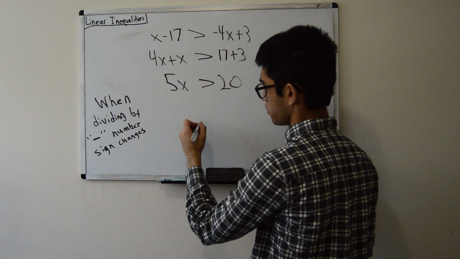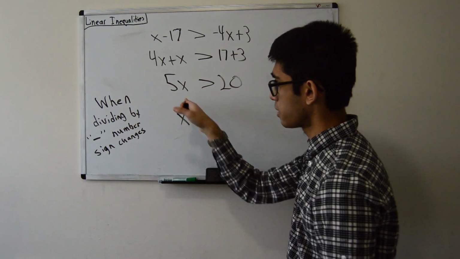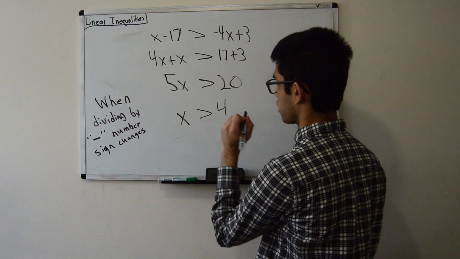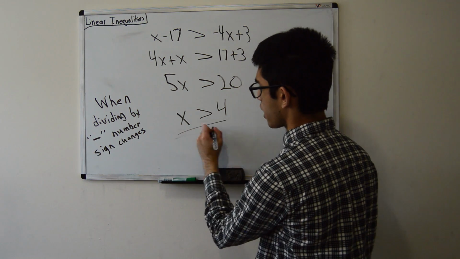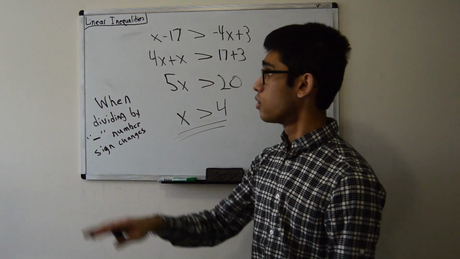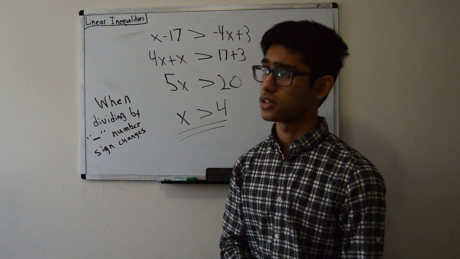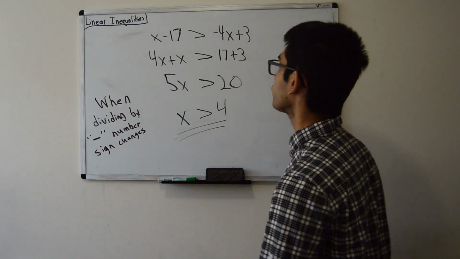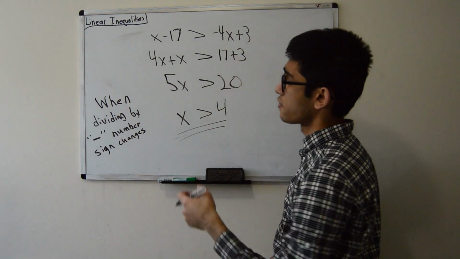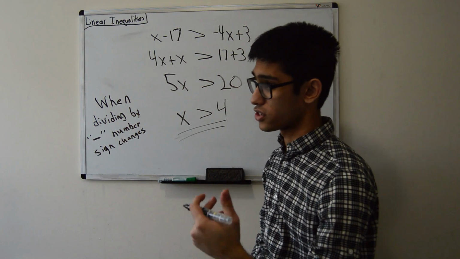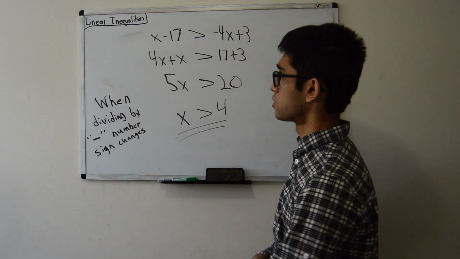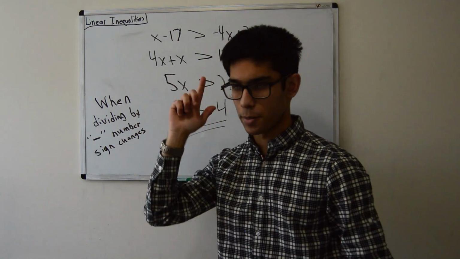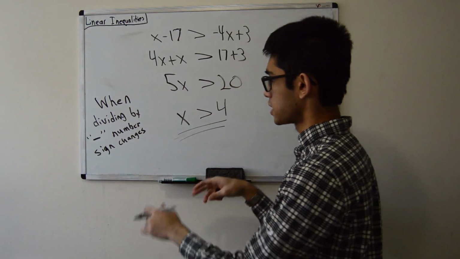So if I divide both sides by 5, again, am I dividing by a negative number? Nope. So this is just going to be x greater than 4. So any value of x that's greater than 4 will satisfy this inequality. So if I plugged in 5, 5 minus 17 is negative 12, and negative 4 times 5 is negative 20, negative 20 plus 3 is negative 17. So negative 12 is greater than negative 17, if my mental math was correct there. But anyways, this is the solution.